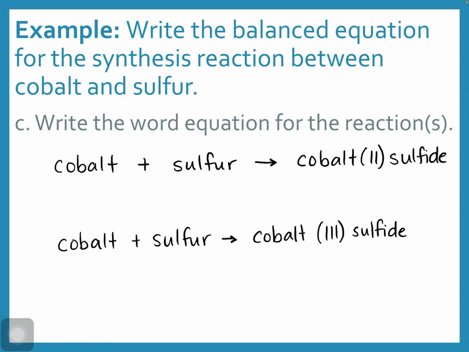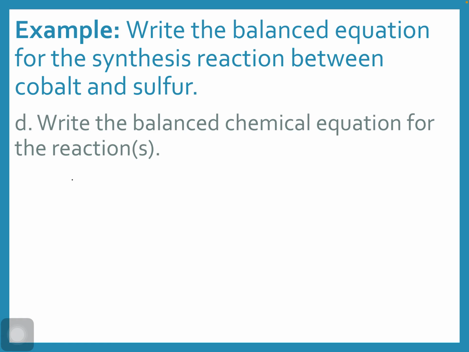Once I have the word equations, I can come up with the chemical equations and balance those. First is cobalt and sulfur, and we know that sulfur is S8, so you can add that to your data tables if you haven't already. For cobalt(II) sulfide, cobalt is 2+. Sulfur is in group 6, so it's 2-. It's going to gain 2 electrons to have a full stable valence shell. So those are going to combine in a 1-to-1 ratio.